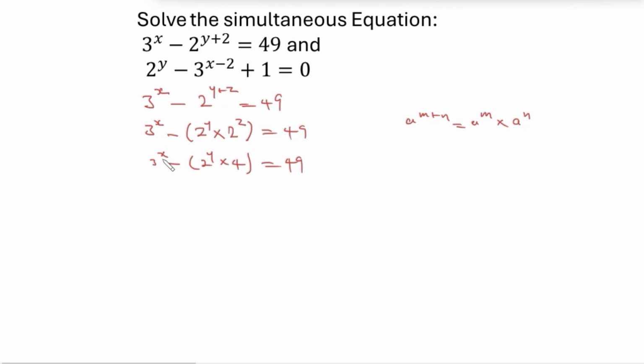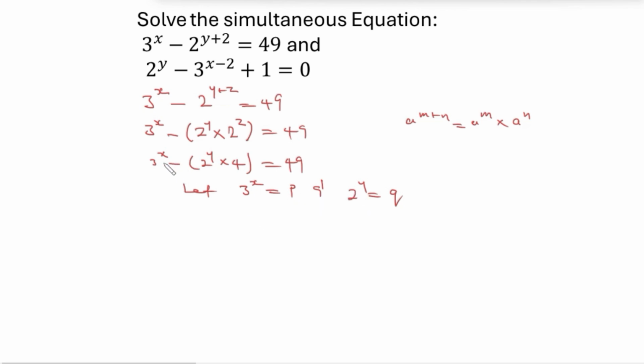But we can work with 3 raised to the power x and 2 raised to the power y. Let 3 raised to the power x equal p and 2 raised to the power y equal q. So we're going to use this and find the values of p and q. From there, we'll find x and y.